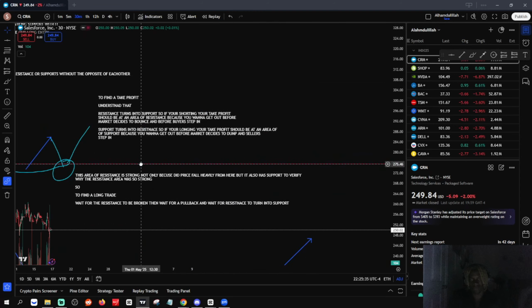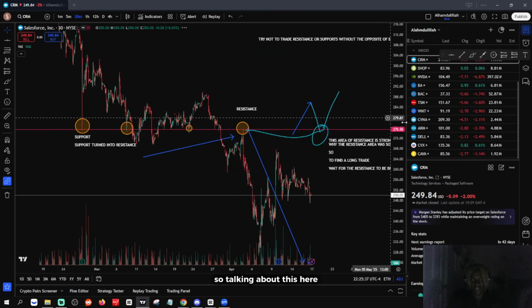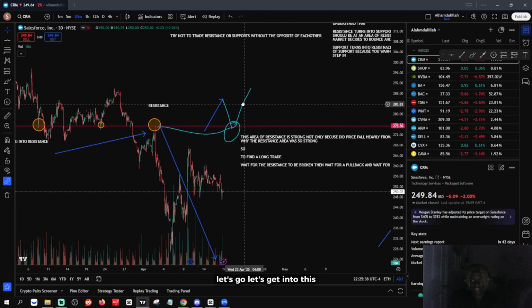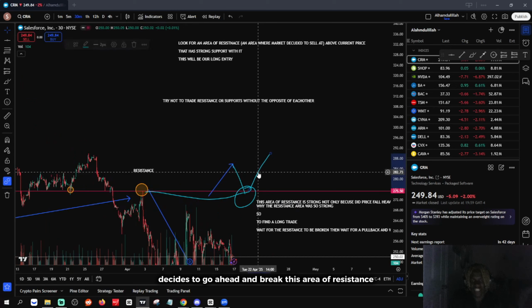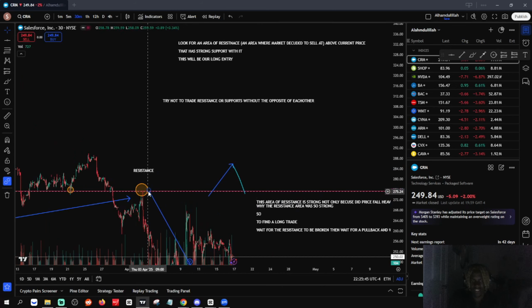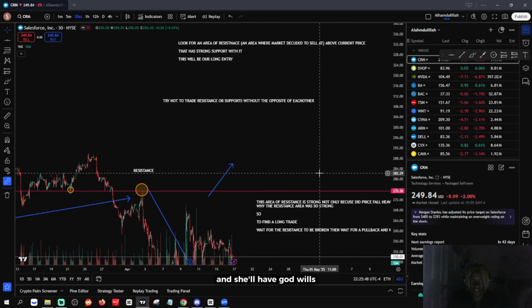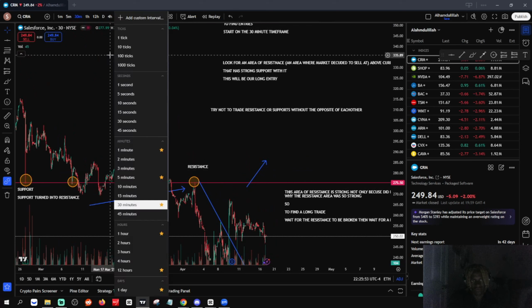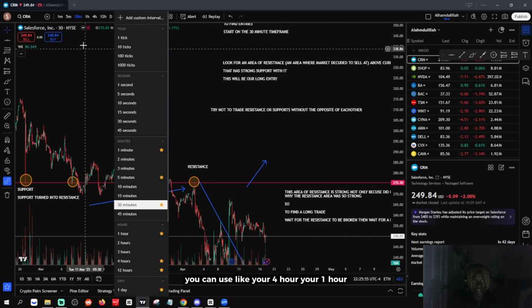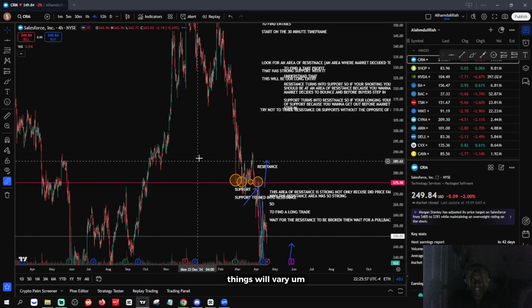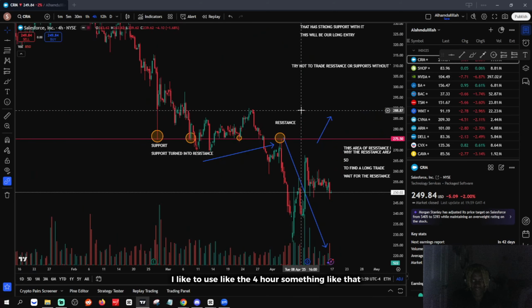So boom. Talking about this here, after the market decides to break this area of resistance, we would be expecting a pullback, inshallah, if God wills. And let's find a take profit. To find a take profit, you can use your 4 hour, your 1 hour. Things will vary. I like to use the 4 hour or something like that.